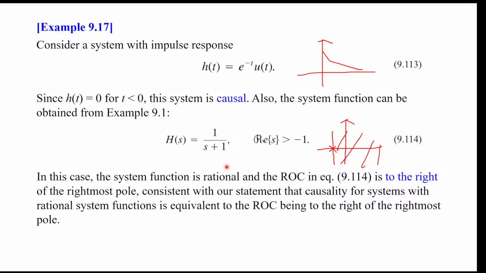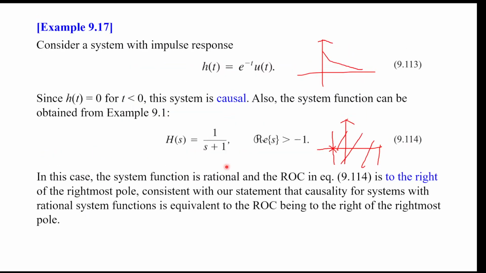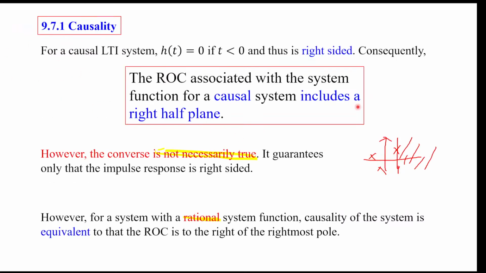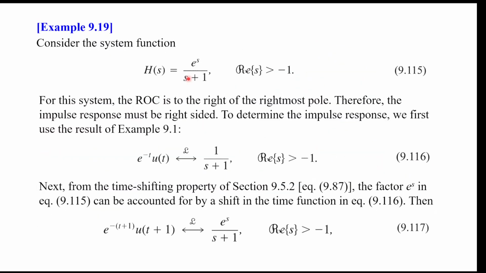So this is how to analyze causality from big H of s. You only analyze it with the ROC of big H of s. If the ROC is to the right and the function is rational, then you will have a causal function. And if you have a causal function, then the ROC is to the right.